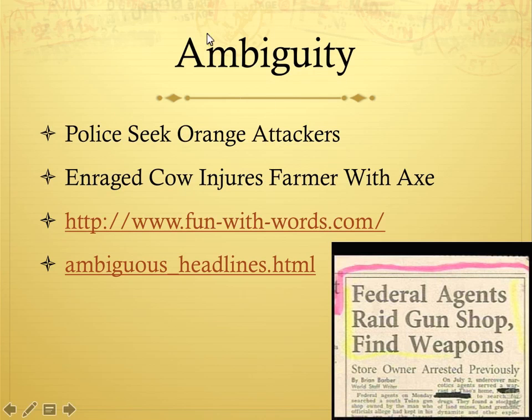And so just some funny headlines. I got them from this link. Police see orange attackers. Enraged cow enters farmer with axe. There are tons of these examples of newspaper titles or even articles online or titles that are ambiguous, because they're shortened and you're not really sure what happened. And so that ambiguity really helps us understand sentence processing.